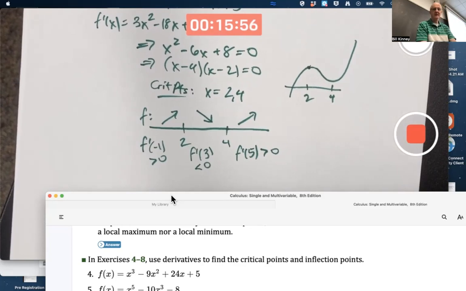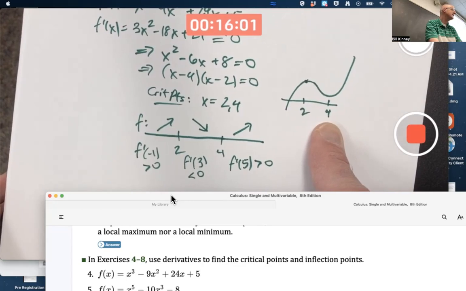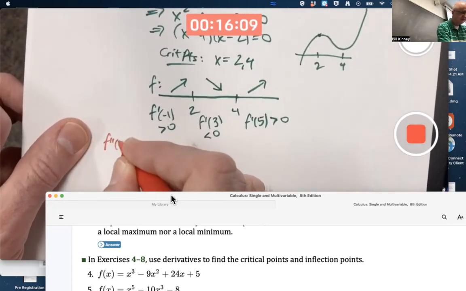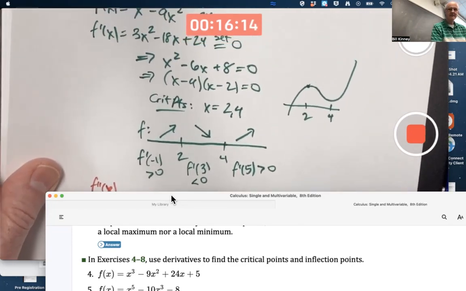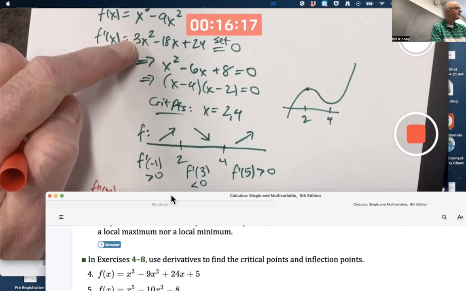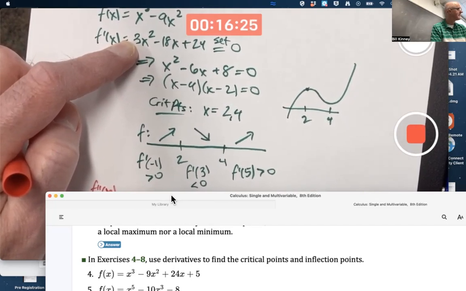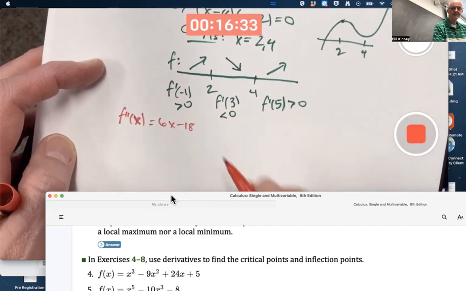You could also confirm that you have a local maximum at 2 and a local minimum at 4 with something called the second derivative test. What does that say? I did mention these last week. Find the second derivative, f double prime of x. I've got to differentiate this before I divide it by 3, right? You see where I'm pointing? The derivative of that is going to be 6x minus 18. Do that in your head. 6x minus 18 is the second derivative of the original function.